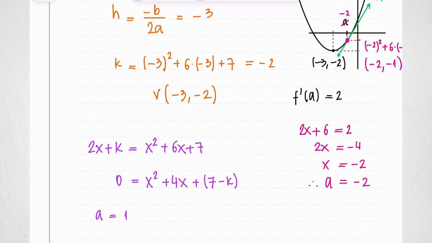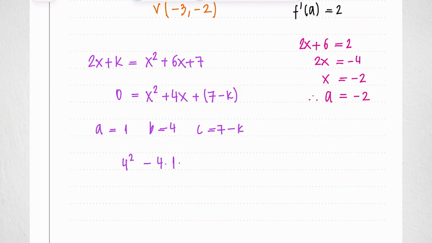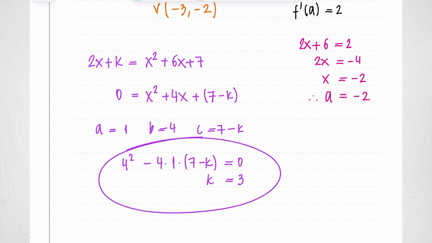Now, in this case, a equals 1, b equals 4, and c equals 7 minus k. So b squared minus 4ac should be equal to 0. Therefore, k in this case is equal to 3 by solving this equation.